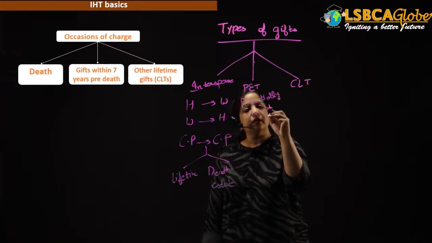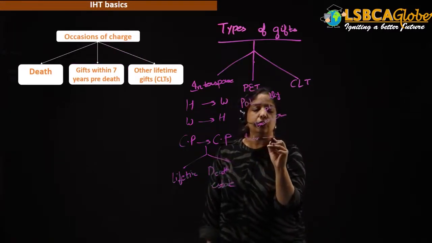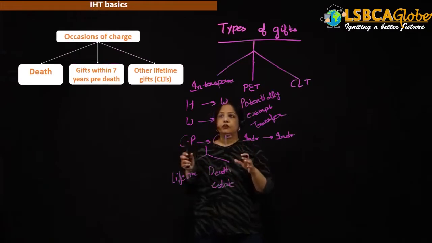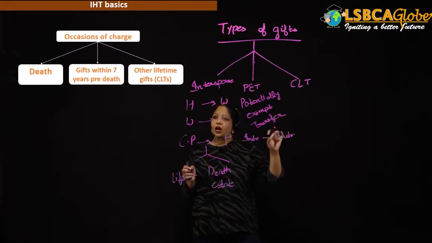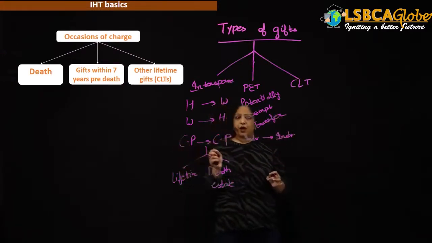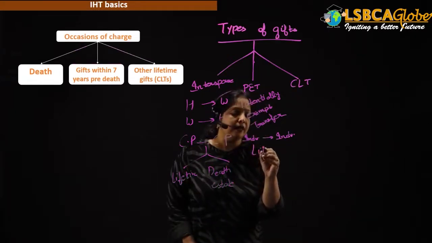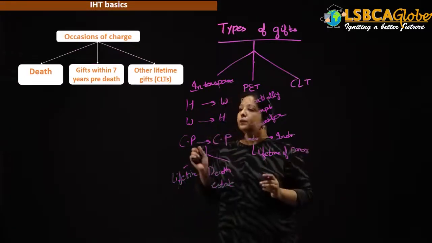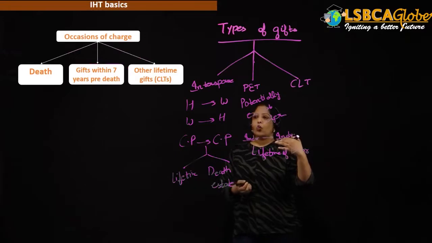Right class? Now, PET. The full form of PET is potentially exempt transfer. It means a transfer from individual to individual other than spouse. If one person is giving a gift to another person, that can be a friend, brother, sister, children, grandchildren, uncle, aunt, any person other than spouse, then it is exempt during the lifetime of the donor. The person who is giving the gift is called the donor. The person who is receiving the gift is called the donee.